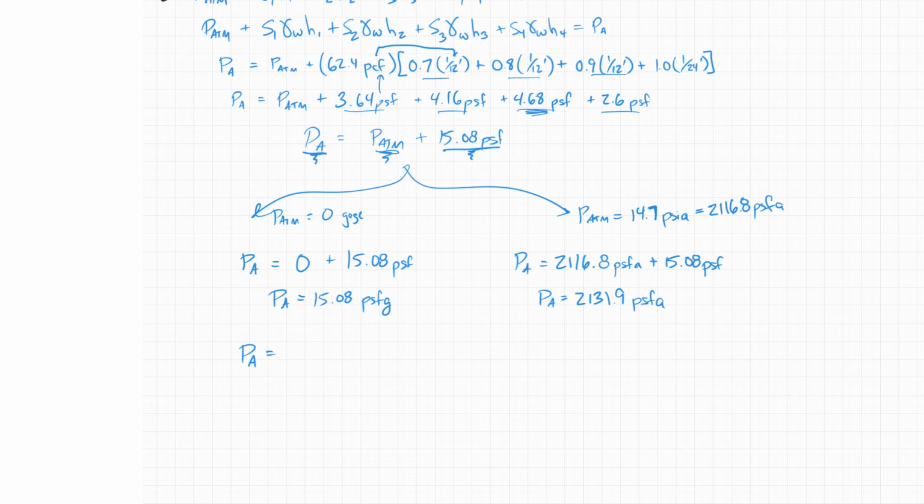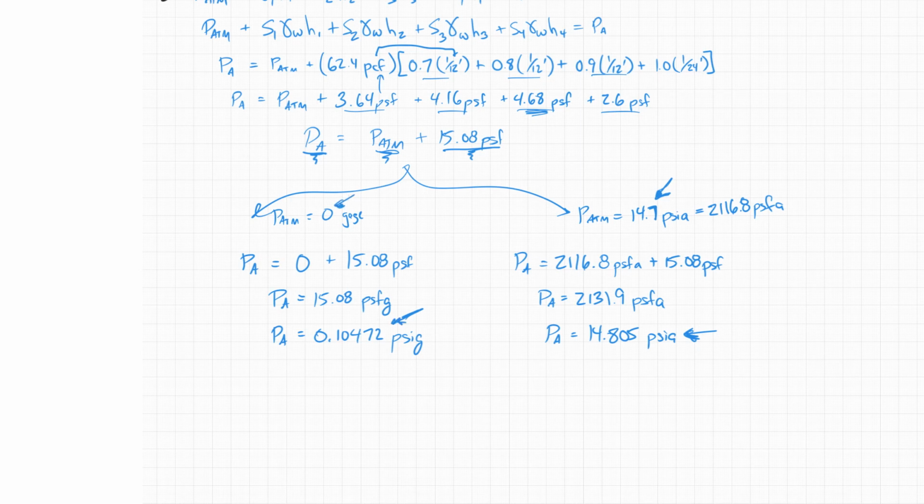Before we do that, let's go ahead and get these in PSI, because sometimes people prefer that. So we're going to divide this by 144, and we're going to get 0.10472 PSI gauge. And over here, I'm going to divide by 144, and I'm going to get 14.805 PSIA. Notice this is just a little bit higher than atmosphere, and over here, it's the same amount higher than atmosphere.